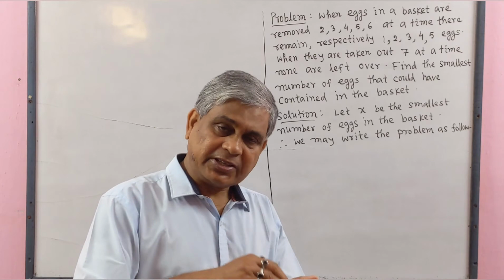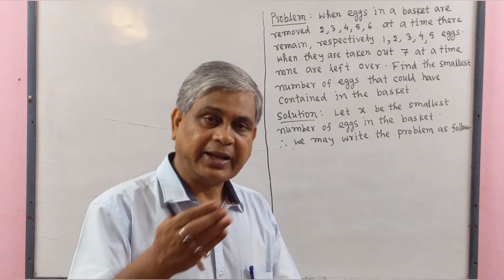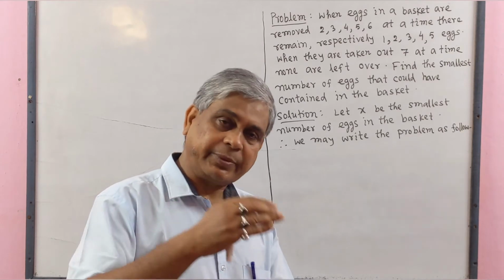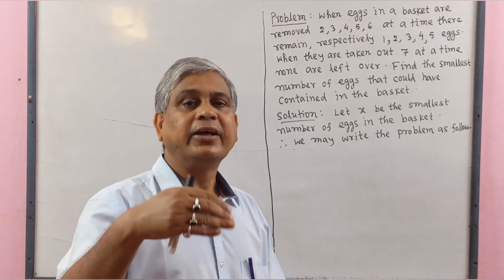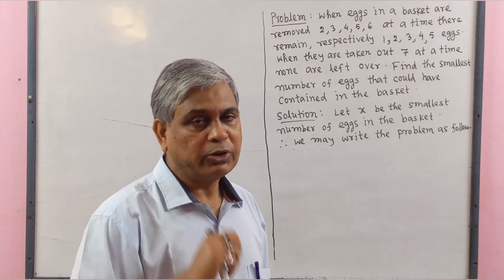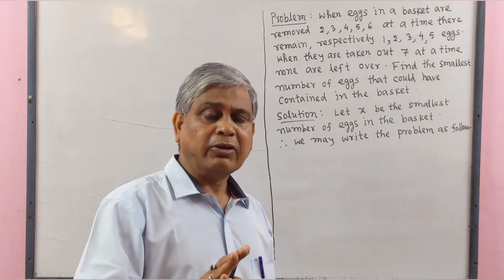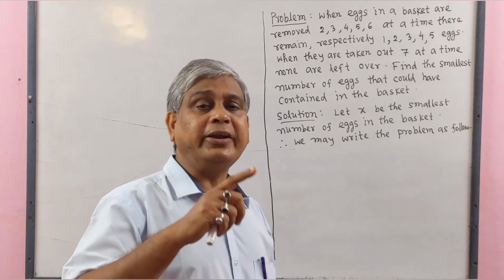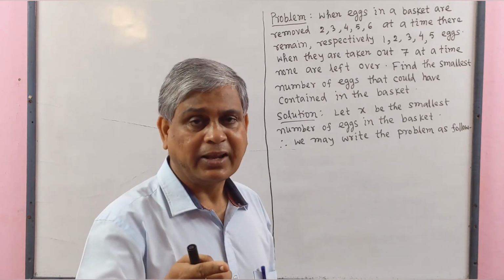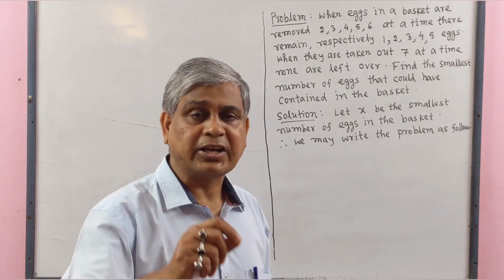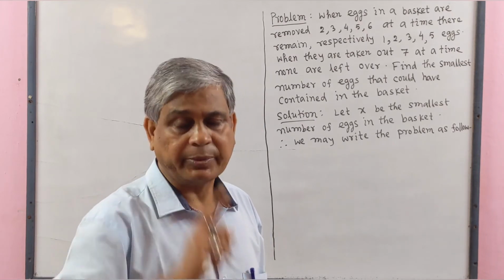We take 7 first time, in the second time again 7, 14 eggs. In the third time we take 7, 21 eggs. Remains 0 egg. So here we divide 21 by 7, then remainder is 0. That means 21 is congruent to 0 modulo 7.